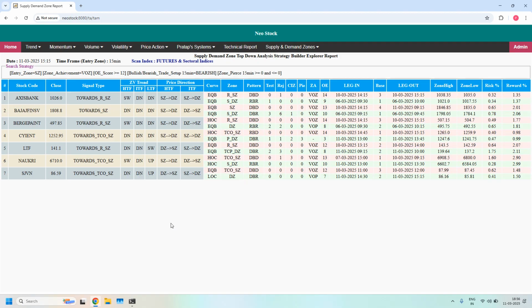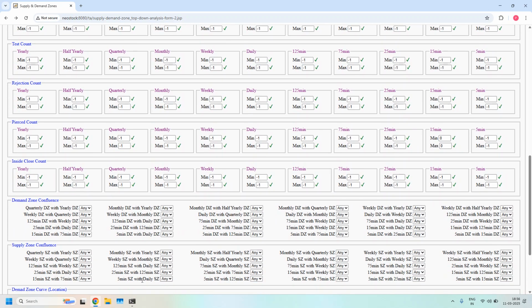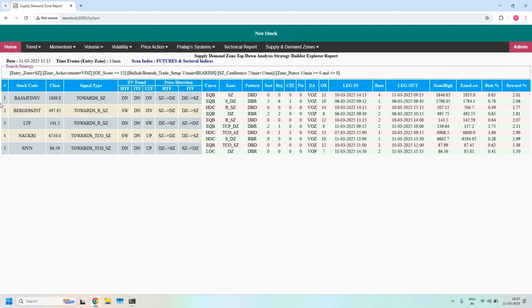Out of these 7, how many are having ITF supply zone confluence? Let us filter. That is 15 minute supply zone with 75 minute supply zone confluence. So this is the parameter. I am enabling the filter, and this filter will be applied on those 7 stocks. Now the list has come down to 5 stocks. That means these 15 minute supply zones are overlapped with 75 minute supply zone, and 75 minutes trend is down in all these stocks. If 75 minute supply zone is having daily EMA, then these 15 minute supply zones might have more high probability to get success.